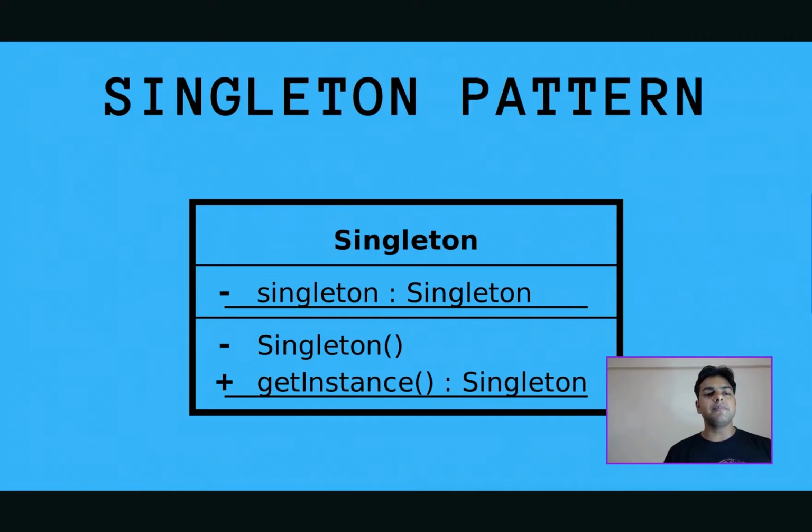The Singleton pattern ensures that a class has only one instance and provides a global point of access to that instance. It's useful when you need to control access to shared resources or manage global configurations.